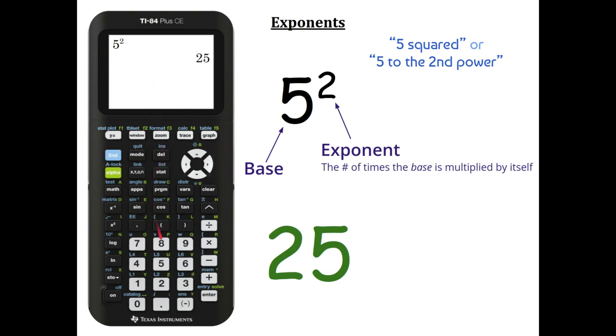A second way to do it, just if the exponent was 2, if you press 5 and then this button, it gives you 5 squared quickly. That's only if the exponent is 2.